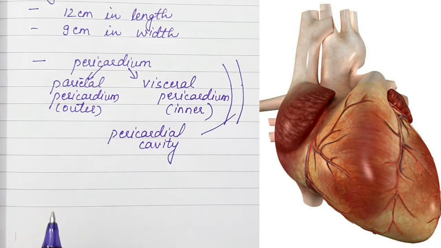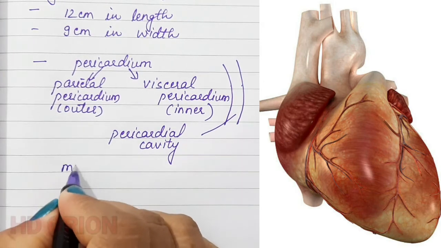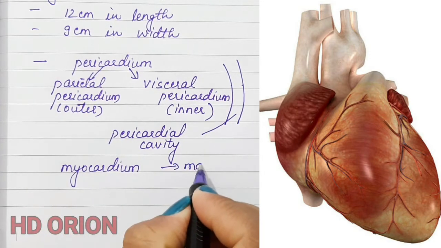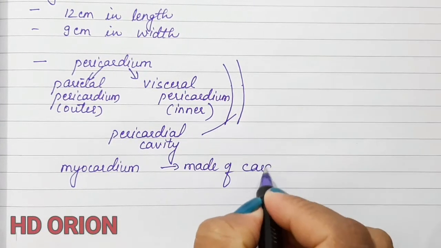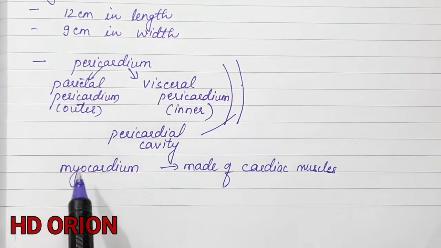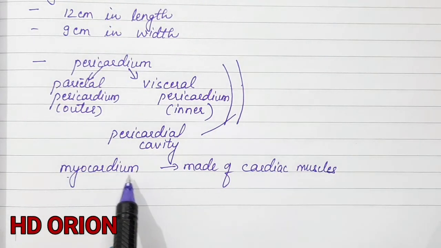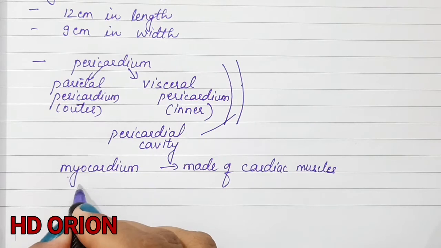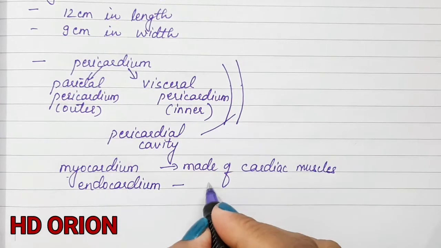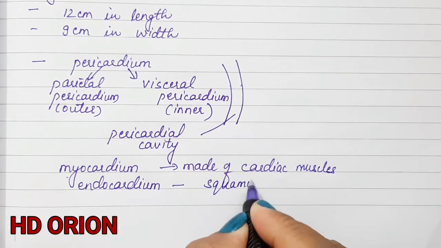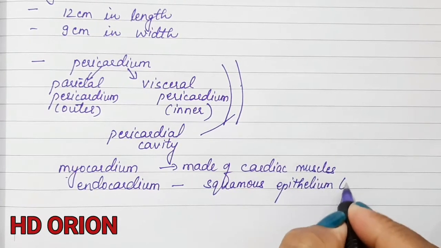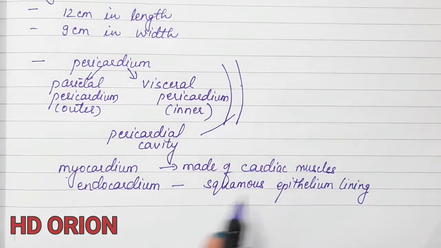Inside the pericardium there is a thick muscular layer which we call the myocardium. This is made up of cardiac muscles. So the cardiac muscles are present just beneath the pericardium, and this is a very thick layer, the myocardium, and inside the myocardium there is the endocardium. This endocardium is a single layer of squamous epithelium lining. So there is just one single layer of this squamous epithelium.